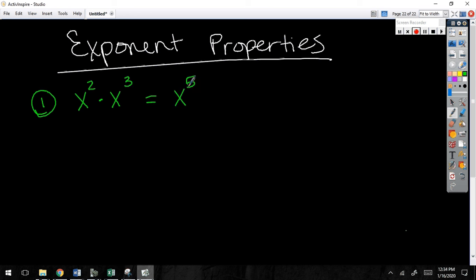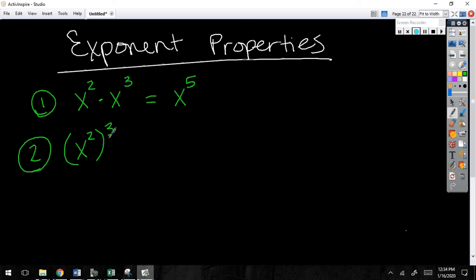Y'all remember these? Okay. The key here, they have to have the same base. If you've got different bases in there, you can only combine the ones that have the same base. If y'all need me to expand on any of these, tell me, because I'm just kind of running through them. The second one, if you have a power raised to another power, this one's different than the first one.